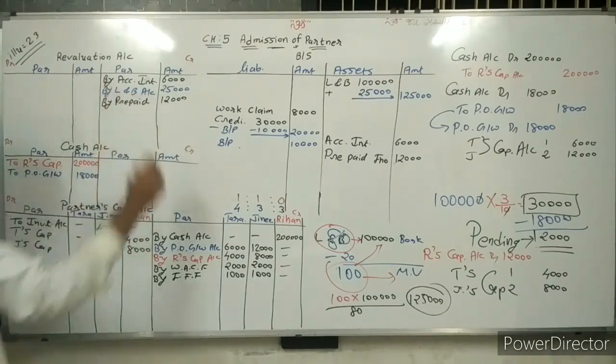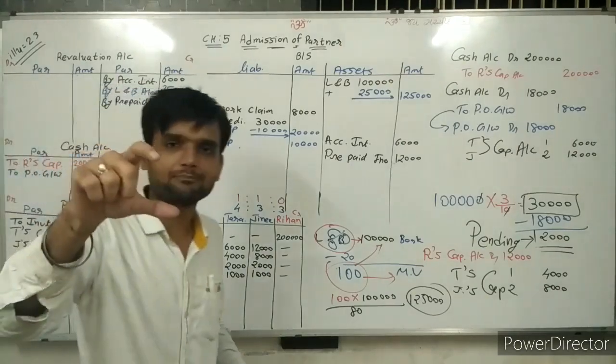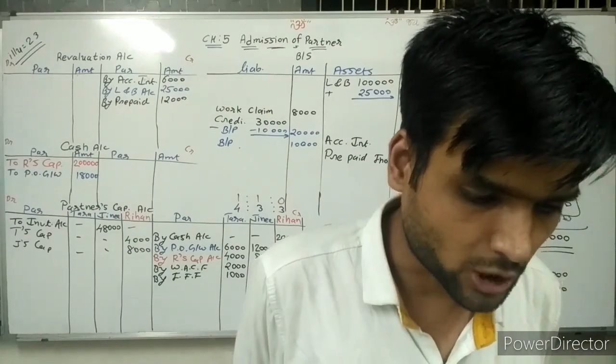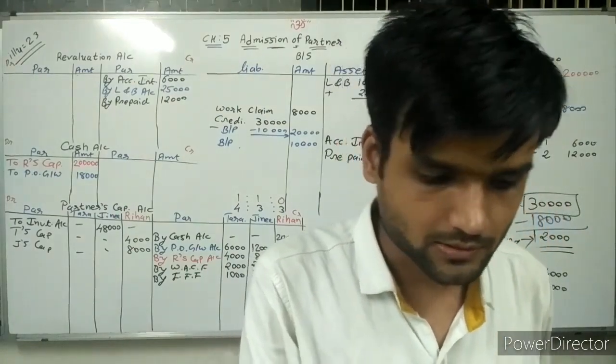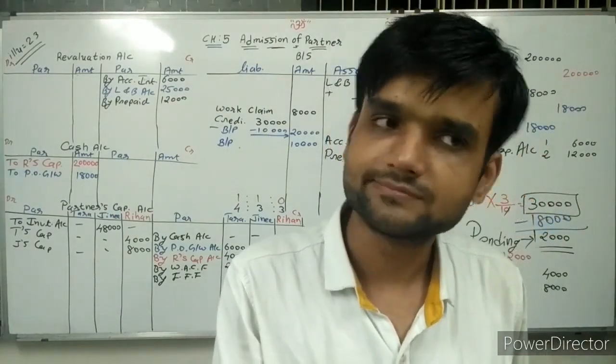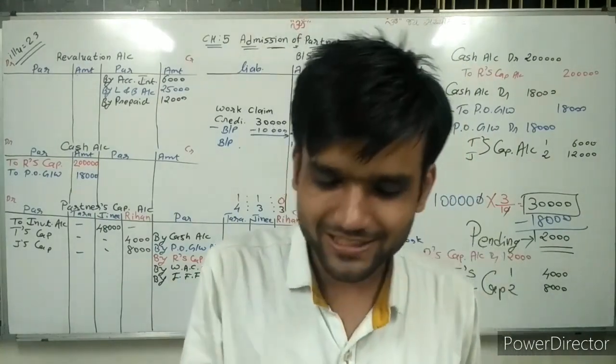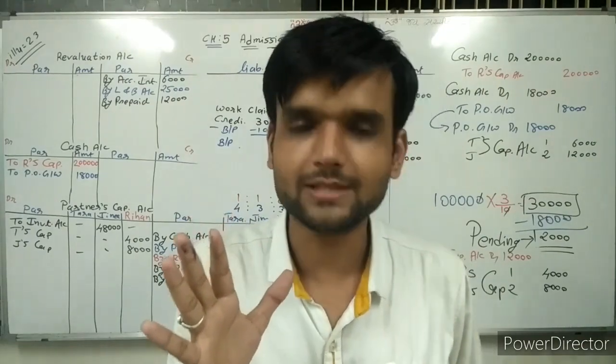Prepaid insurance premium. You have to write the full name. Going ahead, prepare the revaluation account and partners' capital accounts. Now, what is the most important thing? See the balance sheet. What is remaining?